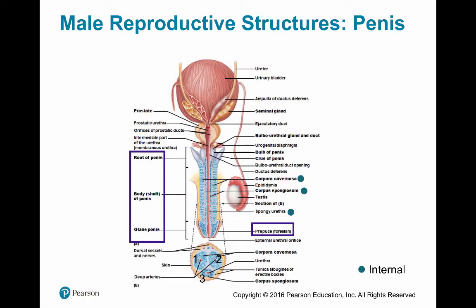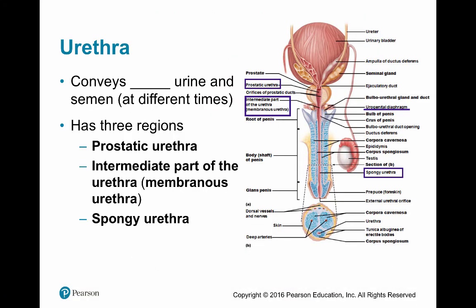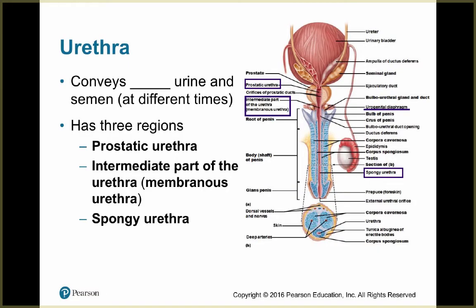So now that we know the structure, let's focus a little bit on the different parts of it, specifically the urethra. And I had told you earlier when we talked about it going through here, we would get into the different parts. So the urethra conveys both urine and semen, of course, at different times. It has 3 different regions. You have the prostatic region here, okay, and this surrounds the prostate. And the prostate's a gland that we're going to talk about here in a few minutes.